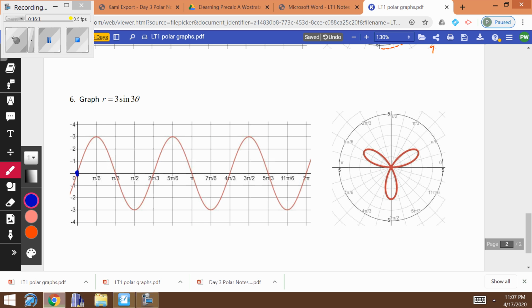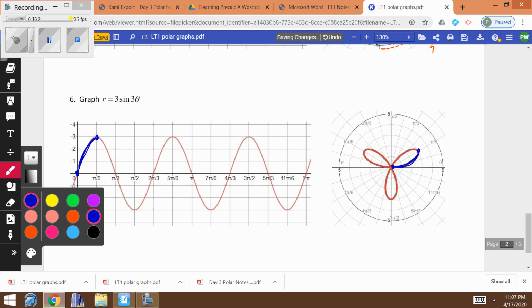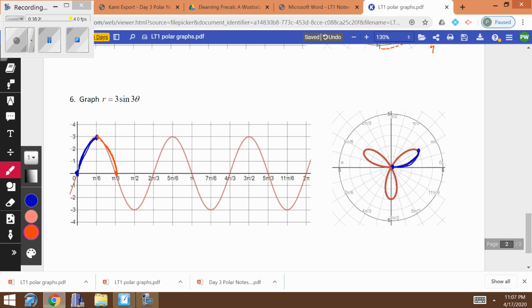I'm starting at 0, pi over 6. It's going out to 3. So at pi over 6, it's coming out here. Again, the R value is positive and increasing there. If I'm coming back to the pi over 3, it's going back to the pole here. And now again, notice I'm negative. So pi over 3 to pi over 2, we're negative. So right along this part of our angles, we're negative.